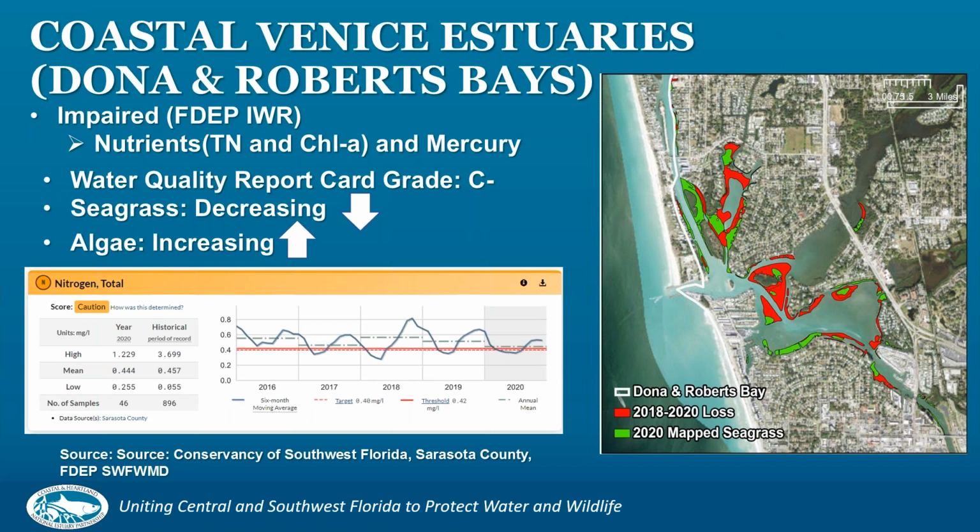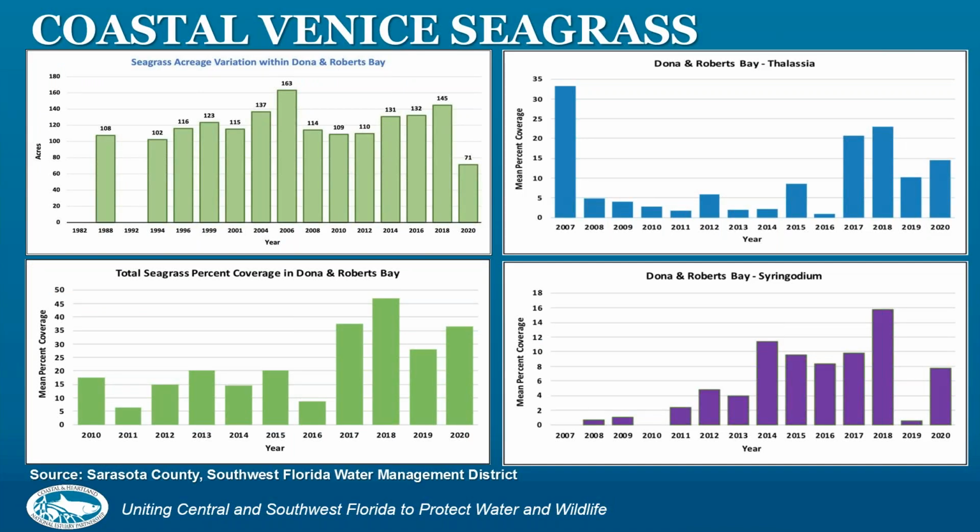And then we also shared the water quality report card from Conservancy of Southwest Florida. And we had previously also shared with you the Calusa Waterkeeper report card on this region. Overall, what are we seeing? Seagrass is decreasing, algae is increasing, and we do have some nutrient issues in this area. And that map there on the right just shows 2020 seagrass in the green, and then basically the losses experienced between 2018 and 2020 in those estuaries.